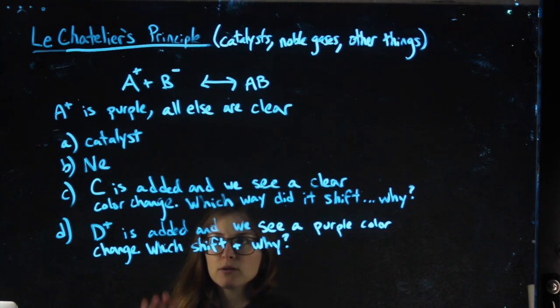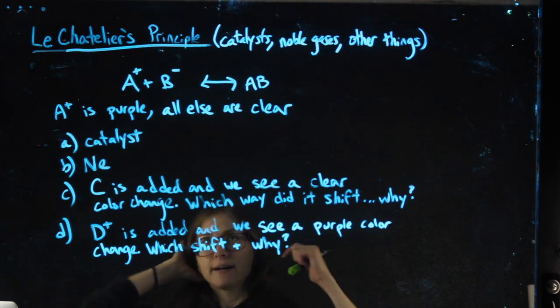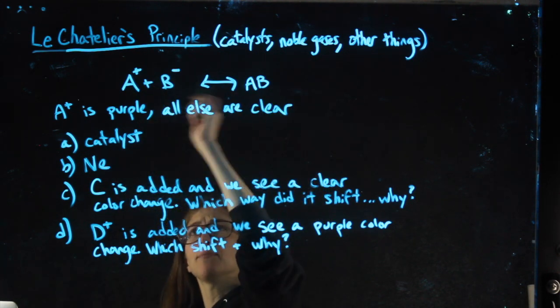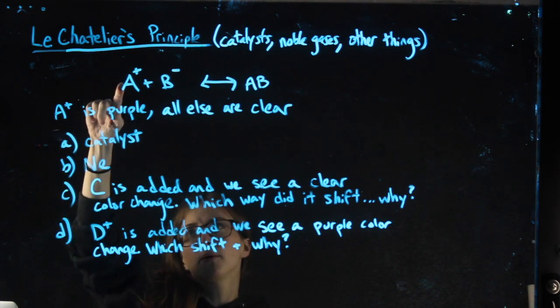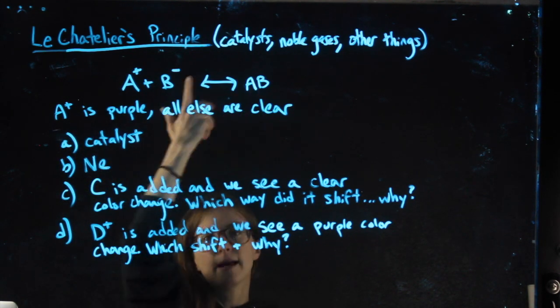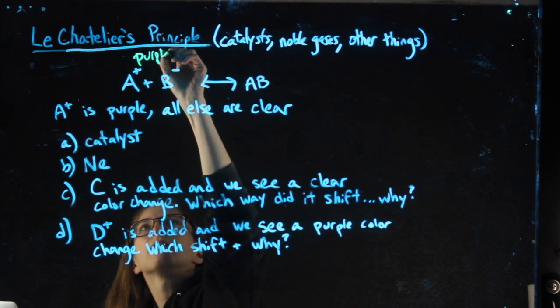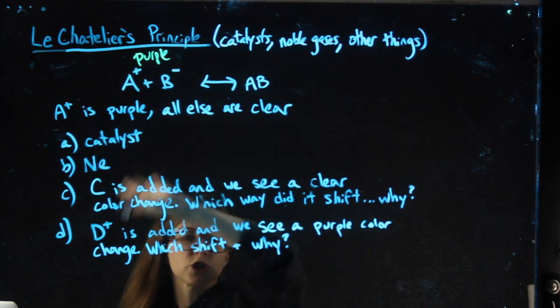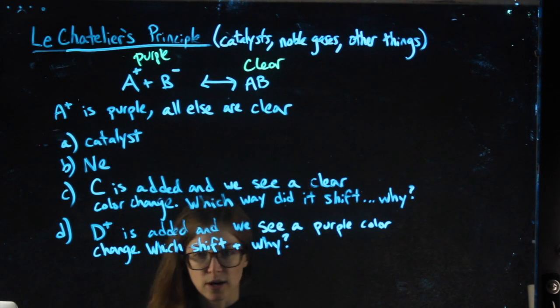All right, a few more random easy things and then one more thing that might be a little challenging. This reaction, A plus B minus creates AB. A is purple, B is clear, AB is clear. So we know that this is the purple side. A purple thing and a clear thing, we're just going to say is purple, and this is clear. I like to label them before I even look at the questions.